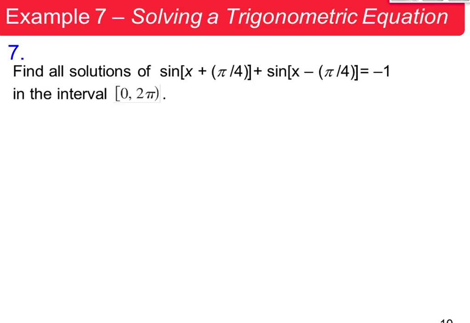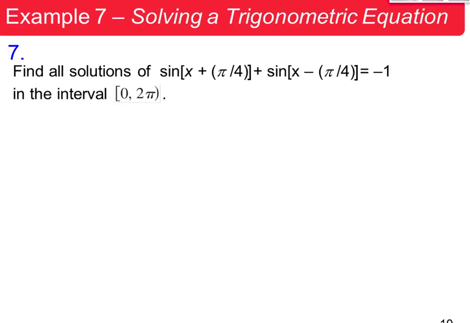Find all of the solutions of sine of the quantity x plus pi over 4, close the bracket, plus sine of x minus pi over 4 equals -1. This is over the interval from 0 to 2 pi.